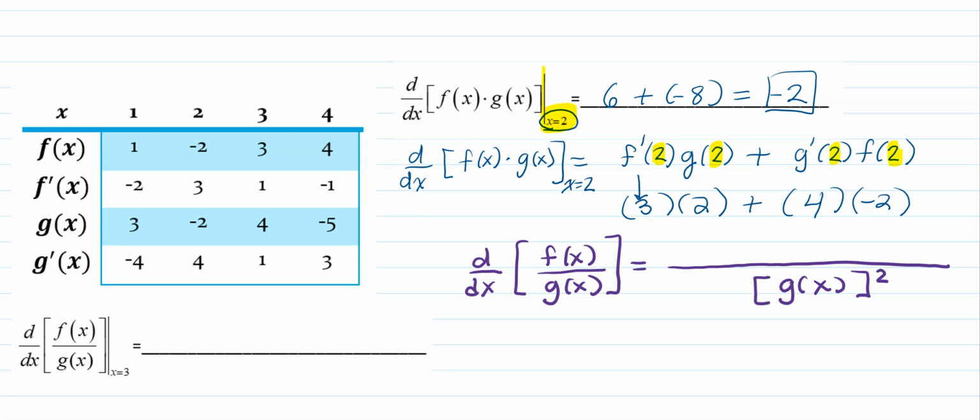I always write that one first, so I remember. And then the top part would be the derivative of the top multiplied by the bottom, minus the derivative of the bottom multiplied by the top. Kind of like the product rule, except it's going to be minus, and then it has all over g of x squared. That's what I remember.